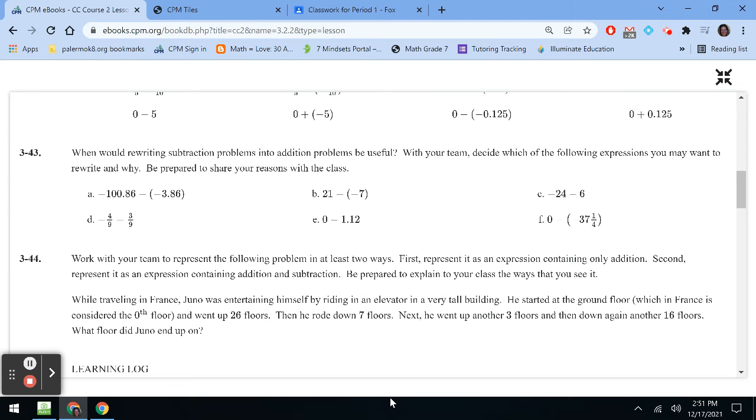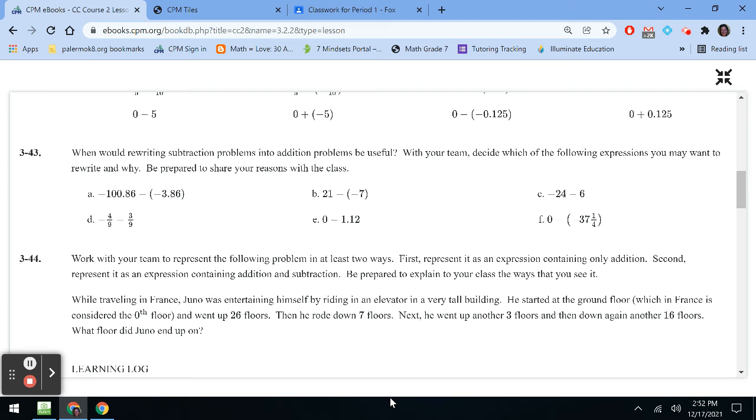So this is where we ended up right before break. Some students, or some classes, began working on this. Some of them, we just barely started to discuss this. But this part right here, 3-43, is, okay, so we know that we can change every subtraction problem into an addition problem. But why? Why would we care? Why would we do that? And that's what this problem is about.